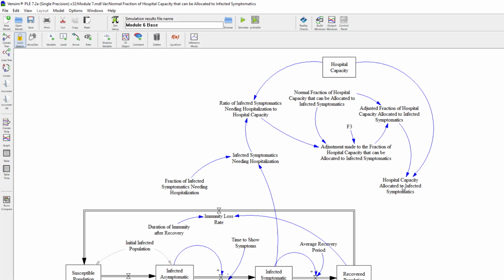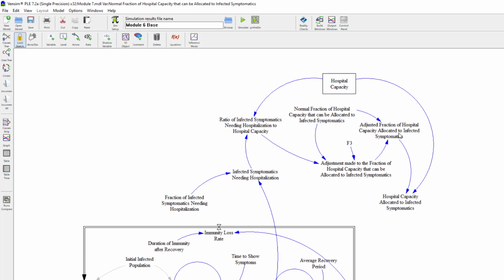So if this adjusted fraction of hospital capacity allocated to infected symptomatics continues to be higher than the normal fraction, that means hospital staff are overworking and eventually they're going to burn out. What that's going to do is lower the hospital capacity allocated to infected symptomatics.